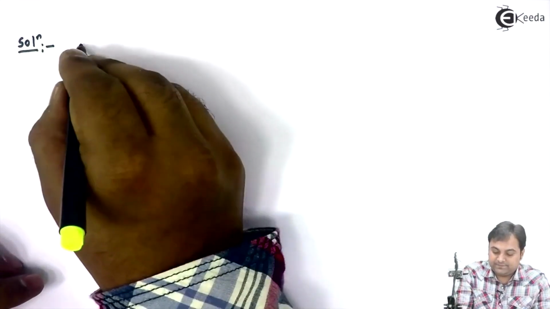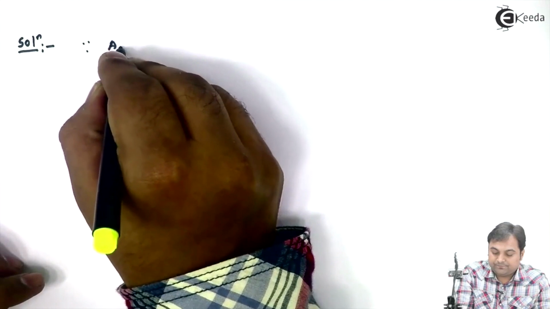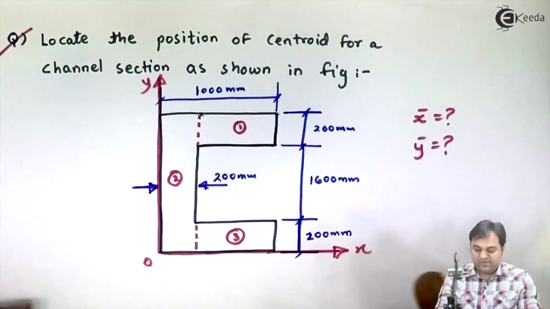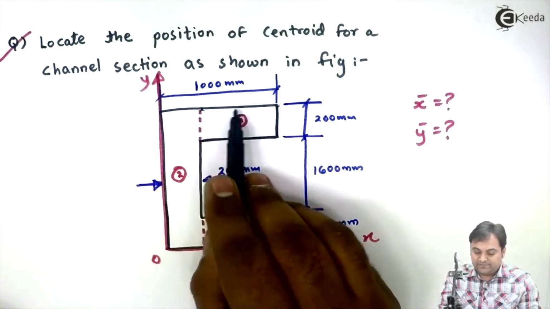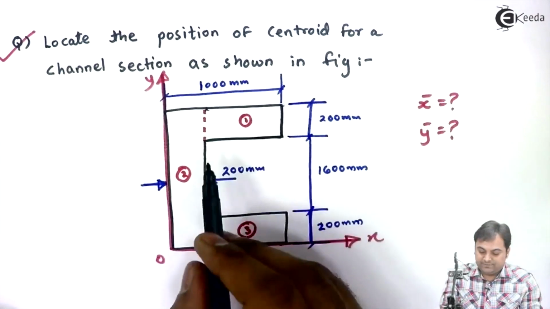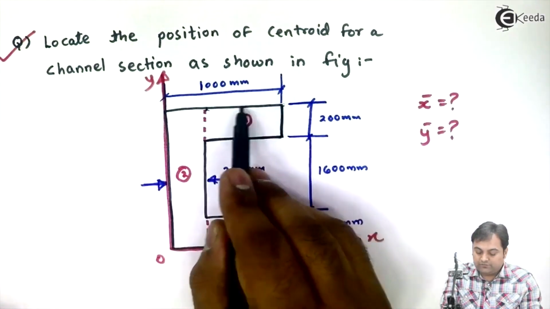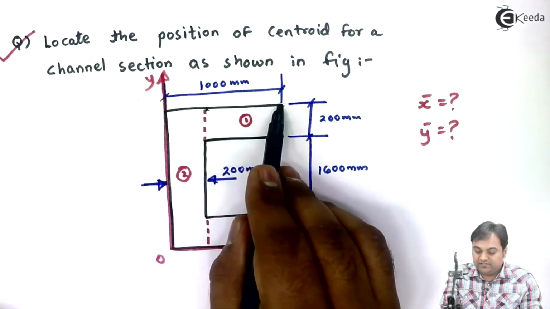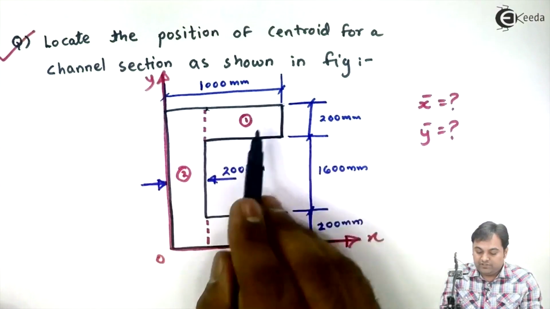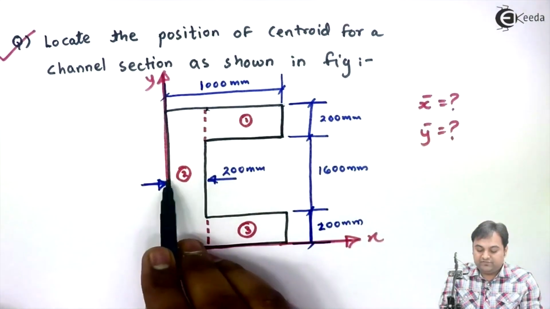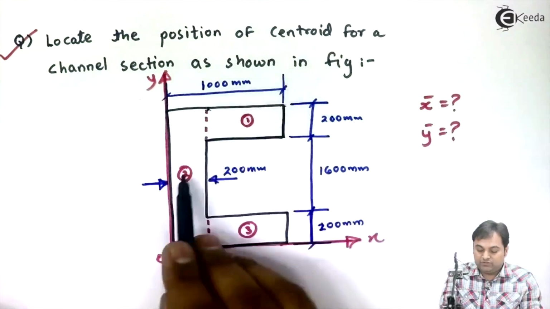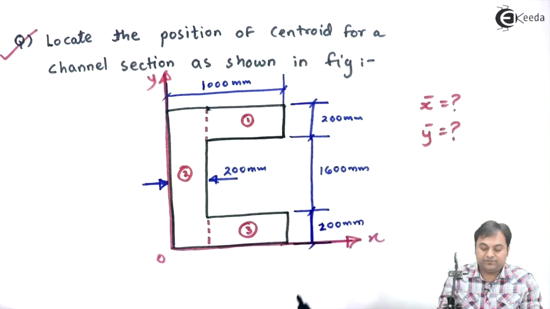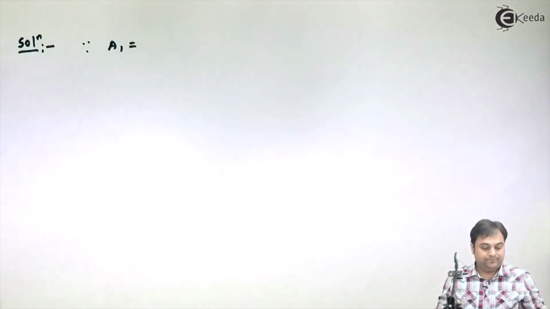Here I'll say that area 1 indicates the area of the first rectangle. As we see, the first rectangle is here. The width of the section from this region till here is given as 1000, and from 1000 if I subtract 200, that is the width of the web given here, 1000 minus 200 will give me 800. So this portion from here till here for the first rectangle is 800.